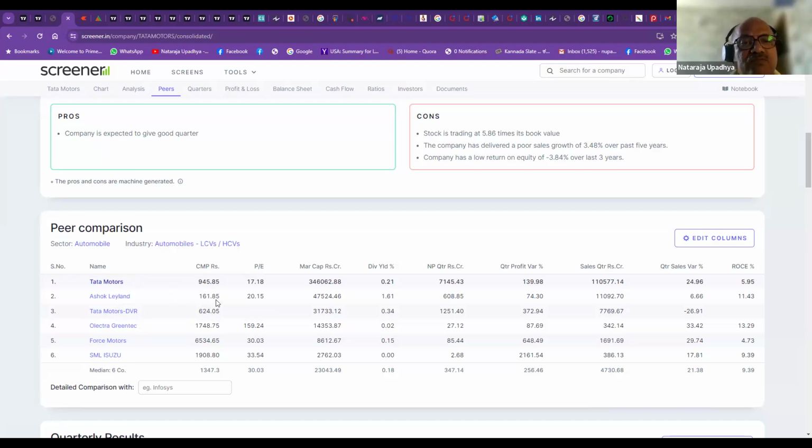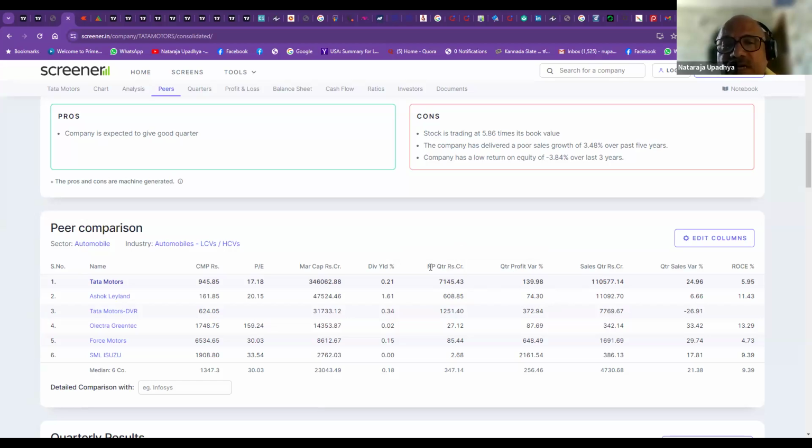Ashok Leyland is around 161. Ashok Leyland has a higher PE ratio. The market cap of Ashok Leyland is very much less compared to Tata. It's a smaller company. Ashok Leyland gives a better dividend per share. Then net quarterly revenue again is less than 1/10 for Ashok Leyland. The profit, if you notice, it is much higher percentage-wise.